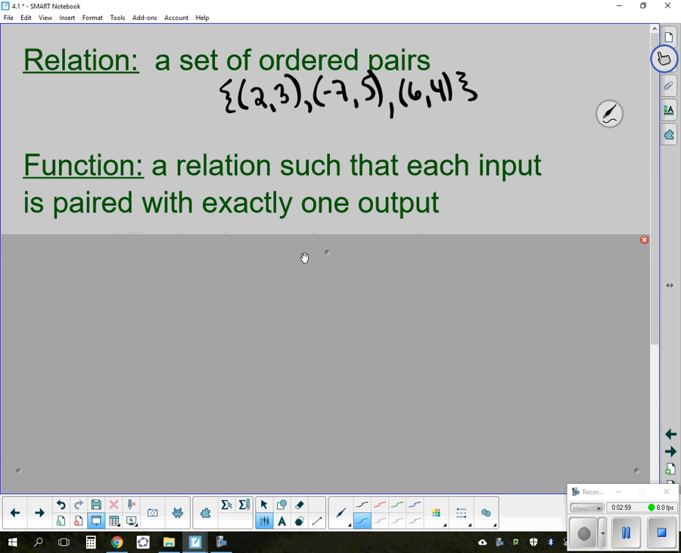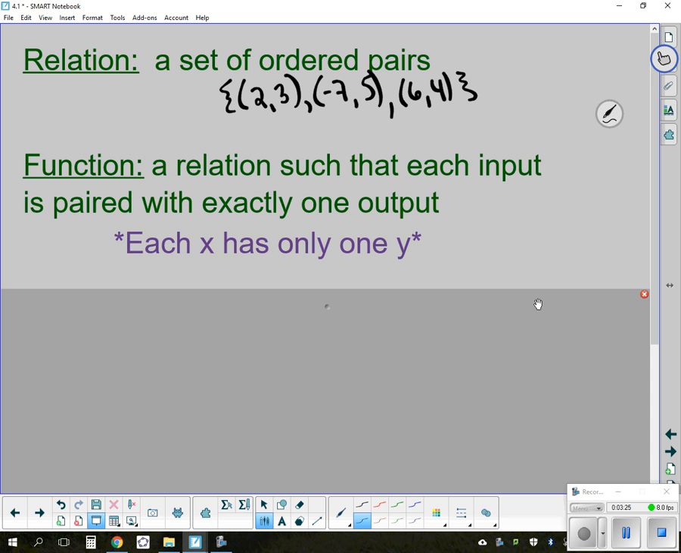A function is a relation such that each input is paired with exactly one output. Let me say that again. A relation, okay, so a set of ordered pairs where each input is paired with exactly one output. In other words, maybe a simpler way to think of it, your inputs are your x's, your outputs are your y's, so each x can have only one y.